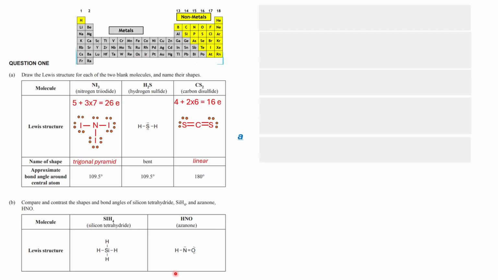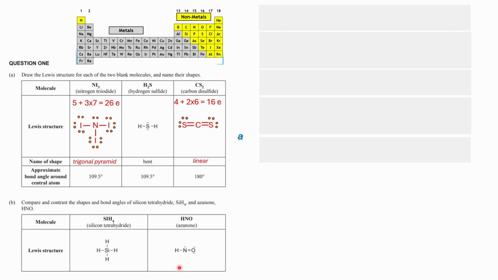So the next step here is to compare and contrast the shapes and angles of silicon tetrahydride and azanone, HNO. So we've got silicon with 4 hydrogens, and the nitrogen with oxygen on one side, hydrogen on the other. We have to compare their shapes.